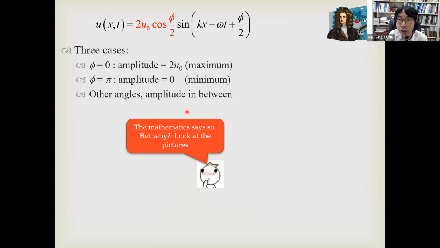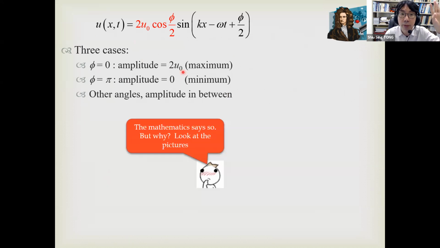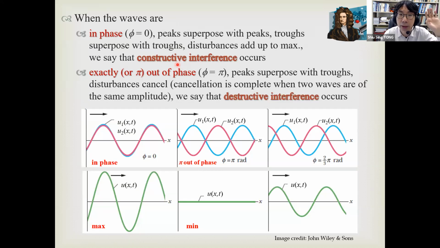Now, how do I understand this? I better look at the picture. If the phase angle phi is 0, that means the two waves are in phase, right? The two waves are just the same. So when they superpose, the two waves simply add up to give you a larger wave. If each of the waves has the amplitude U0, then the resultant wave has the amplitude 2 U0, which is this case, right?